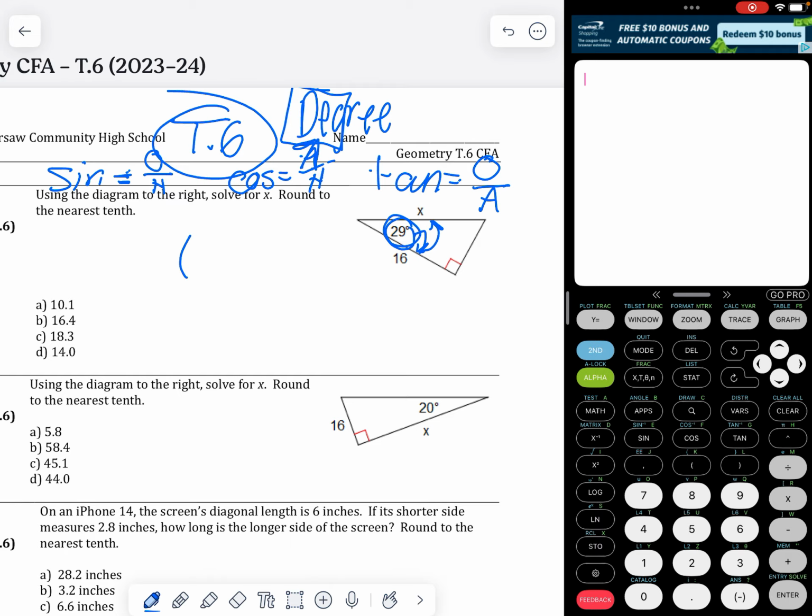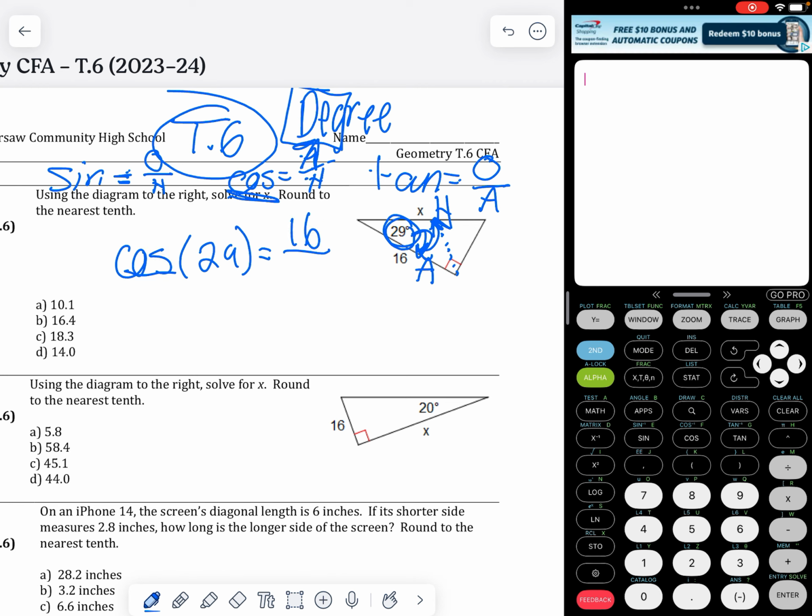Okay, so we have an angle, 29. We need to find the trig function and our ratio. Well, it looks like the leg next to the angle, 16, is the adjacent leg. X is the side across from that right angle, which we call the hypotenuse. So we have an A and an H. What trig function uses that? Well, that's our cosine. Cosine is A over H. A was 16. X is our hypotenuse. Okay.